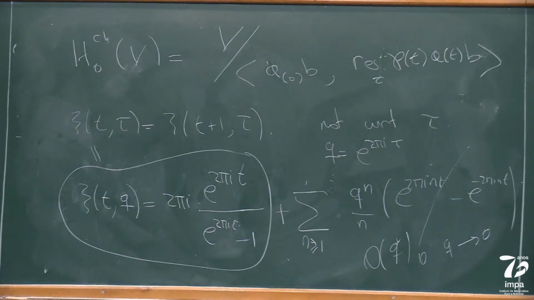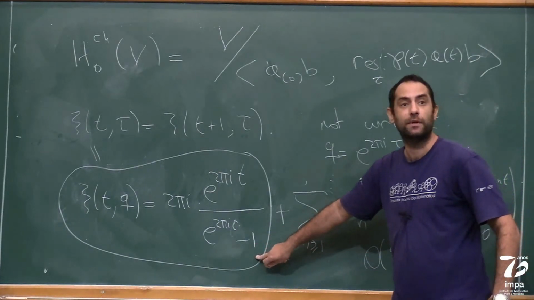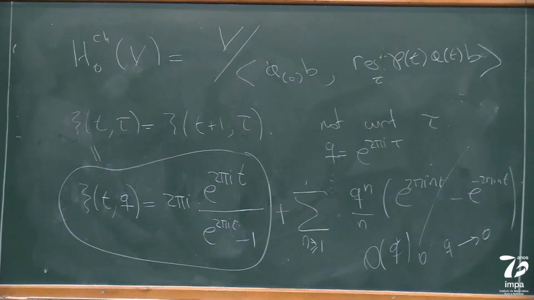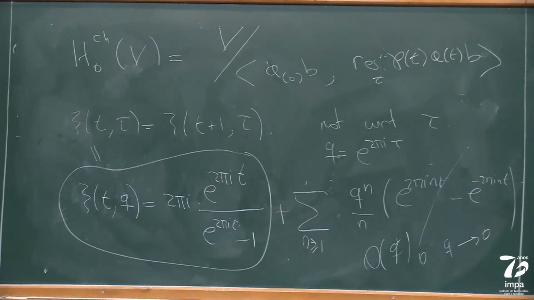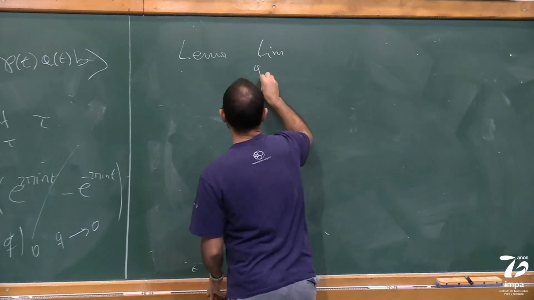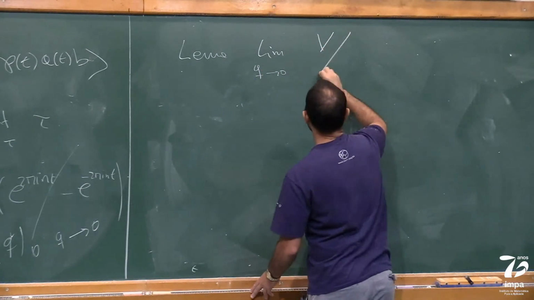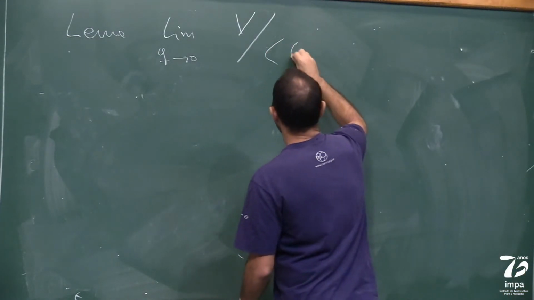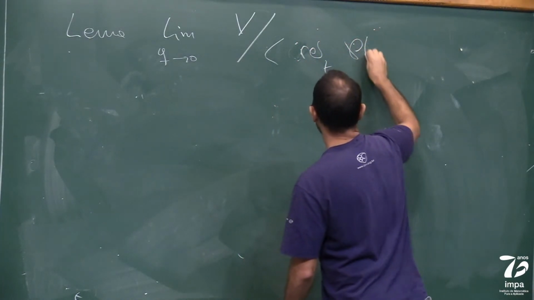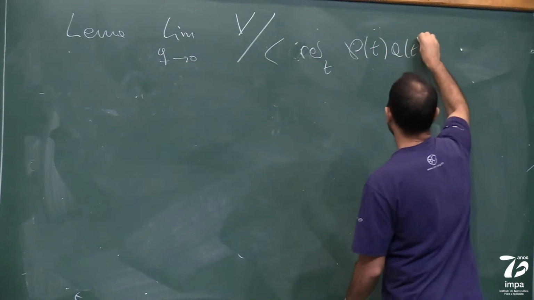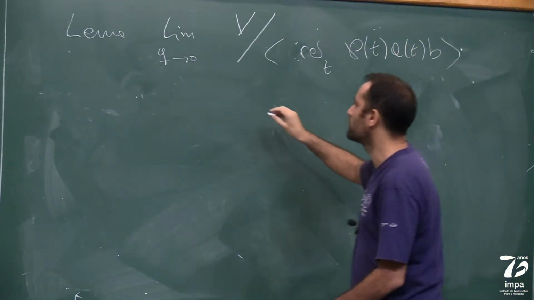But you see immediately that if I take the limit as q goes to 0, I see the Zhu algebra when I look at the quotient of V by the residue of the Weierstrass p function. Okay? So that's a very simple lemma. The limit as q goes to 0 of V divided by the residue at t of the Weierstrass p function of t, a of t, this is the Zhu algebra.